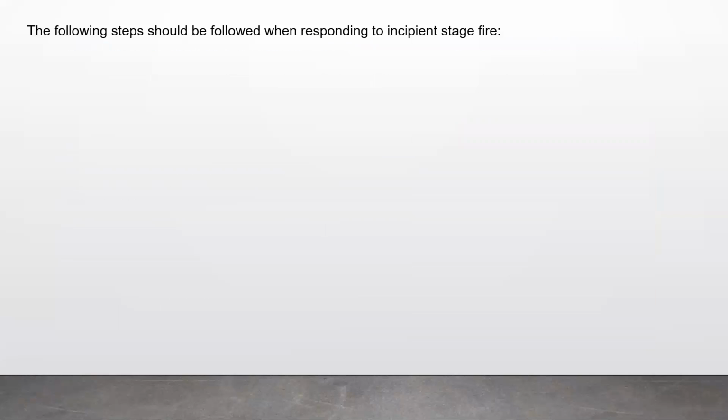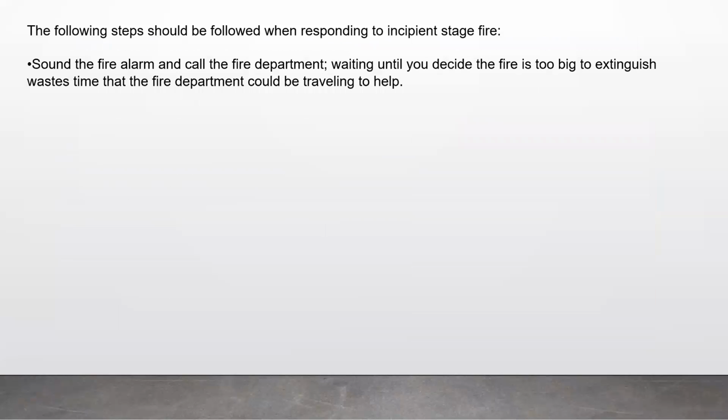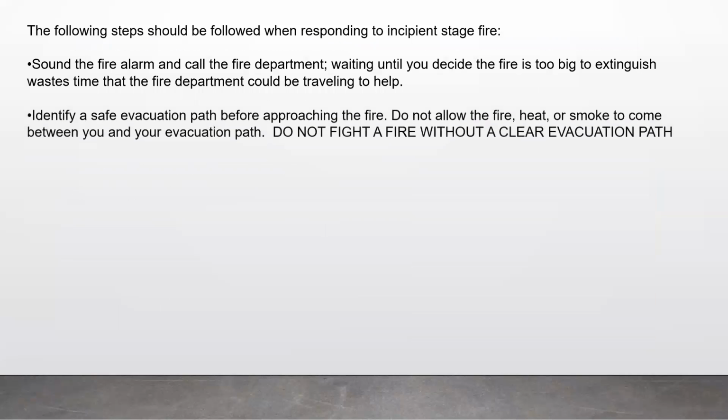The following steps should be followed when responding to incipient stage fire. Sound the fire alarm and call the fire department. Waiting until you decide the fire is too big to extinguish wastes time that the fire department could be traveling to help. Identify a safe evacuation path before approaching the fire. Do not allow the fire, heat, or smoke to come between you and your evacuation path. Do not fight a fire without a clear evacuation path.